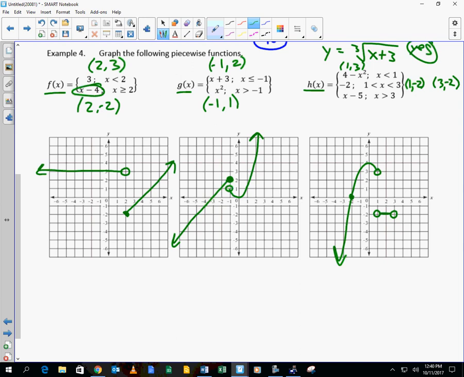And then I have my last one. What do I plug in? 3. And 3 minus 5 is? Open or closed circle? Open. Oh, that one's already open for me. Just picks right up there, but there's no circle filled in. Okay. And a slope of 1. So I head on up like that.